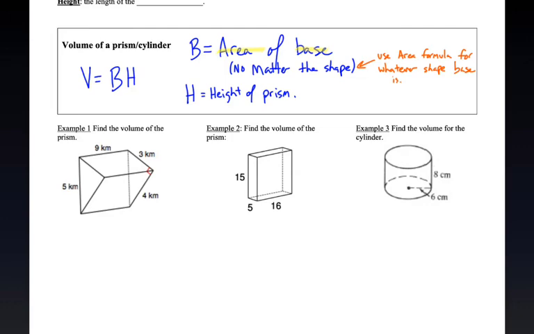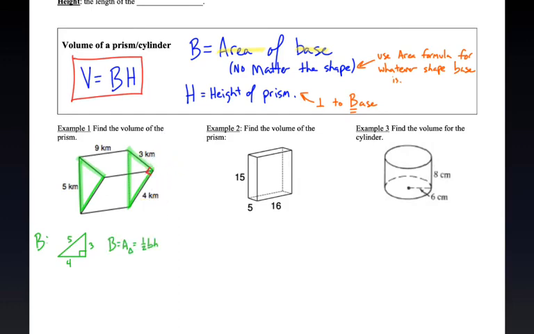Example 1, the first thing we want to do is identify what are the bases. Well, do you see the two parallel and congruent sides? Hopefully you do. It's these two triangles that are parallel and congruent. So this right triangle is actually our base. So we're going to need to figure out the area of that triangle, which is big B, the area of our base. That's 1/2 times 4 times 3.